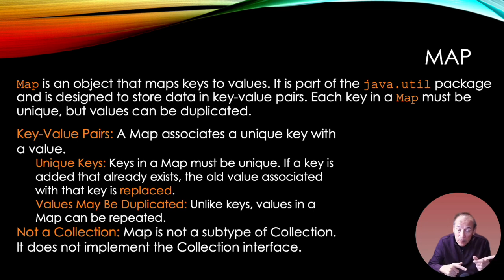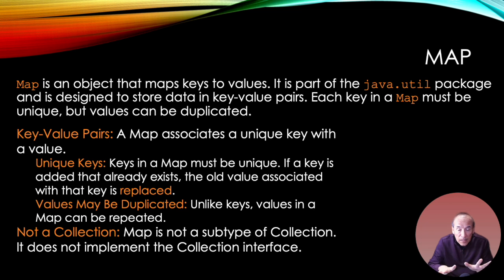Now, values may be duplicated. In that previous example, I showed you two apples. Those values can be duplicated, but the key can't be. Oddly, and you can argue about this, Map is not a subtype of Collection; it's its own thing.